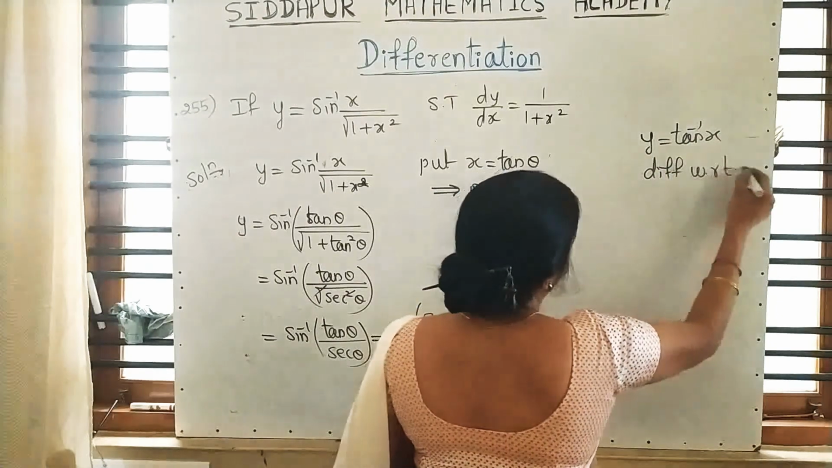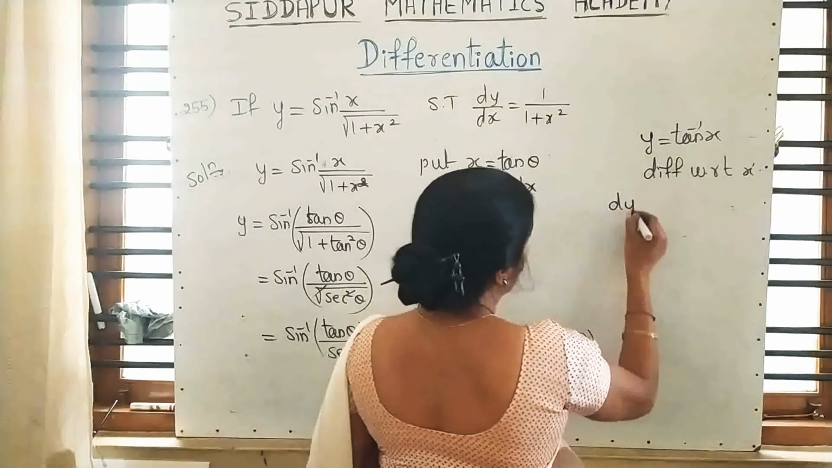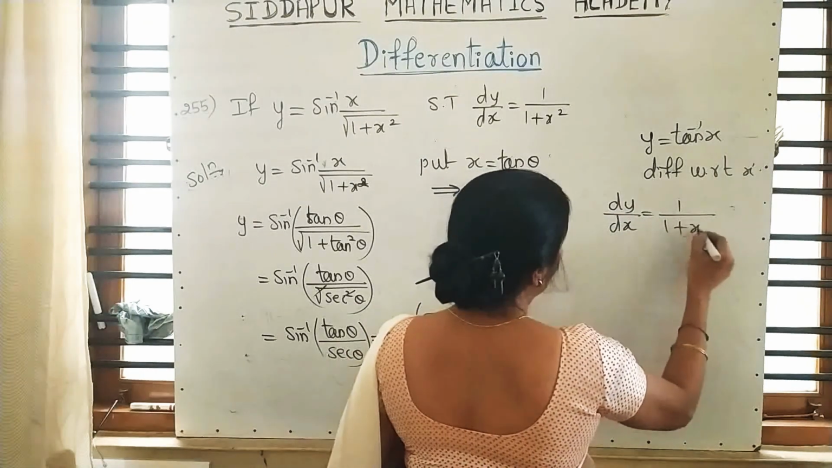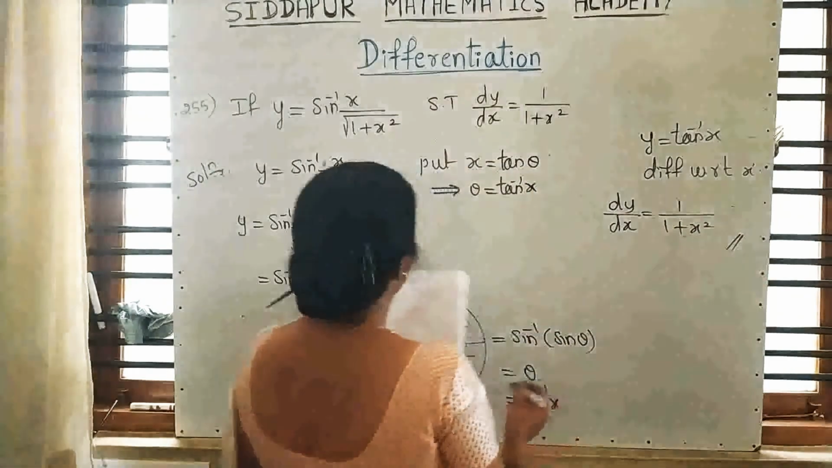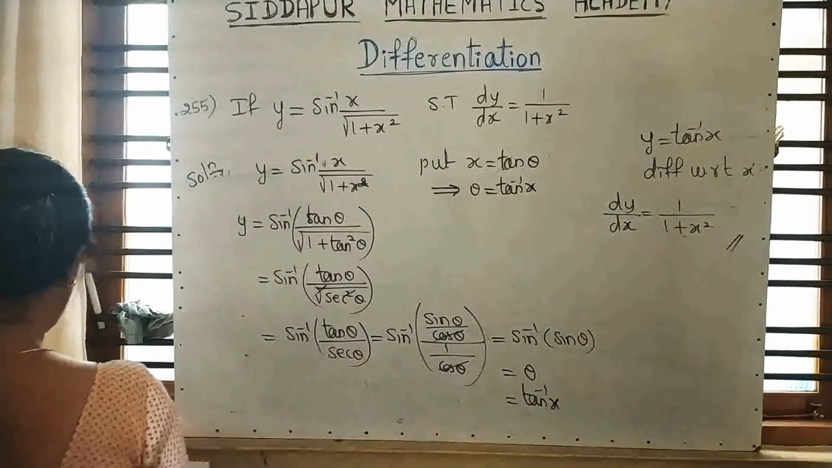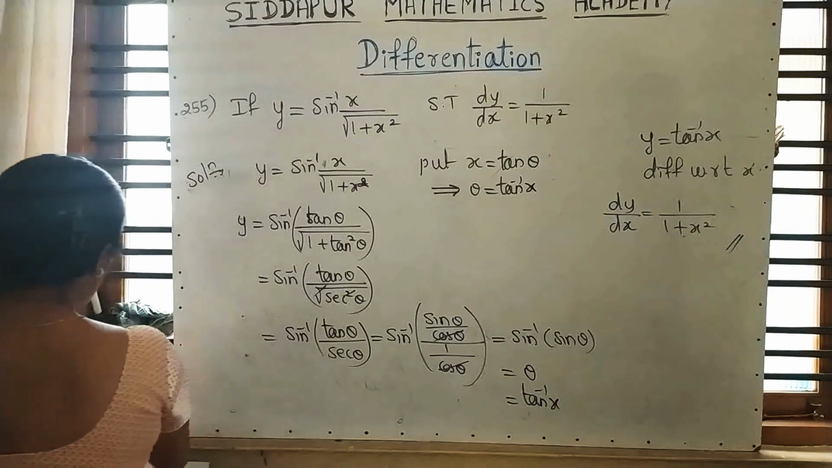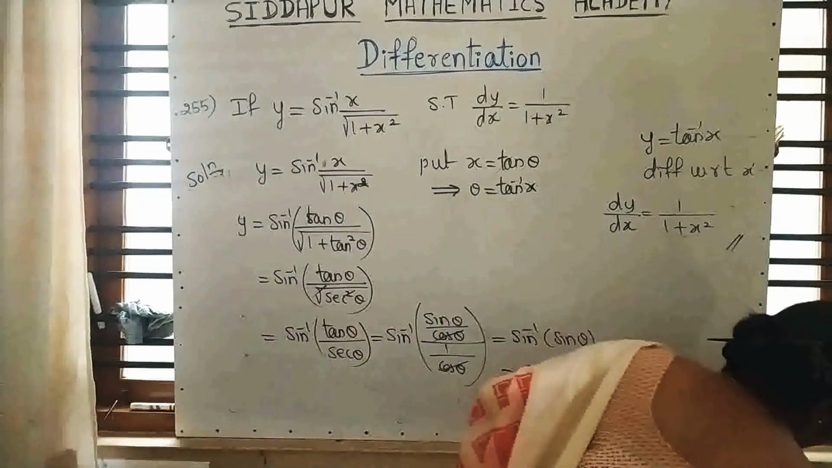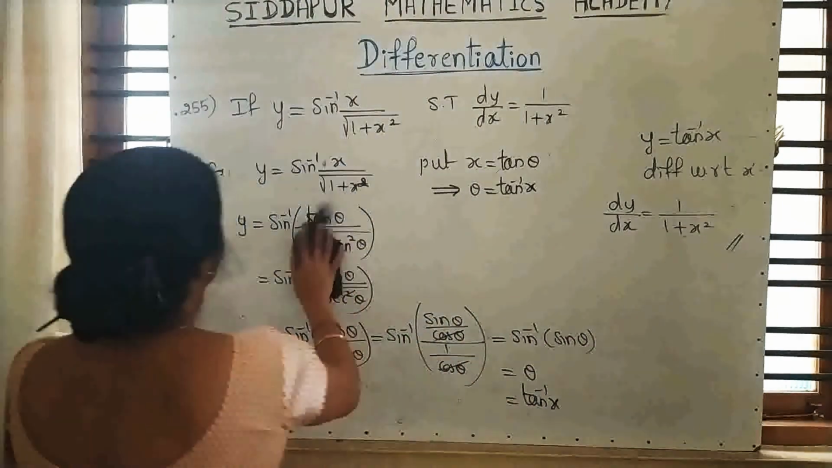Differentiating with respect to x, dy upon dx is 1 upon 1 plus x square. And that is the required result. Moving to the next question. Question number 256.